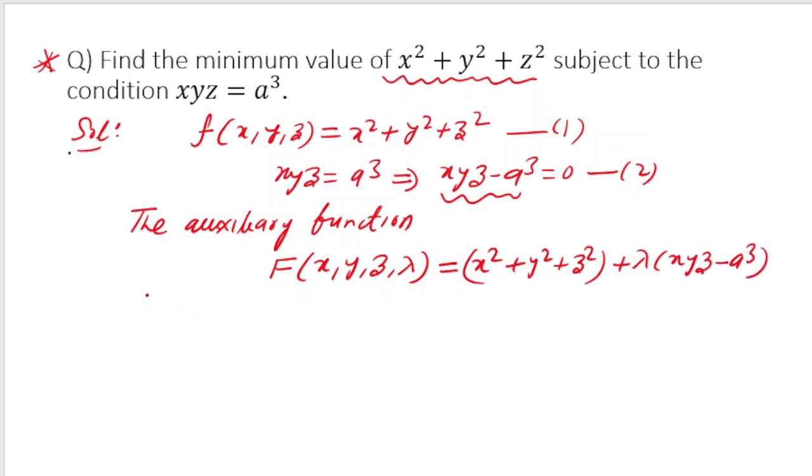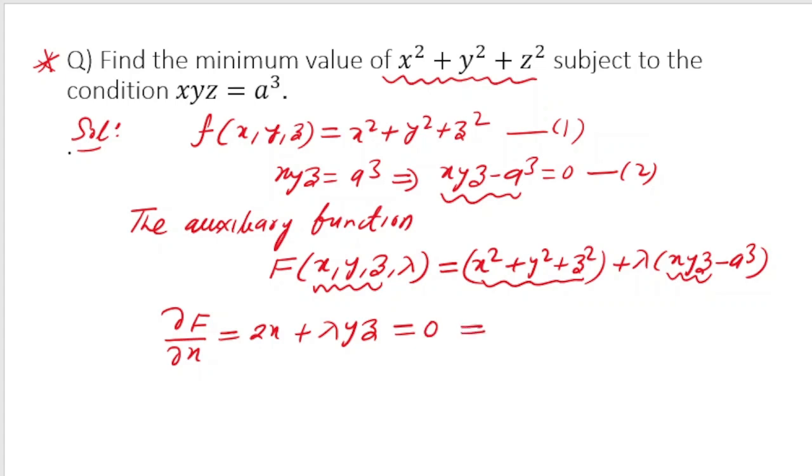Okay, now what is the next thing we have to do? This function has three variables, x, y and z. So I am going to differentiate this function with respect to x first. The first bracket will give me 2x, and the second bracket will give me lambda times yz. Lambda is a constant, actually a parameter, so if I take lambda out, xyz will give me yz, and we have to equate that to 0. So we get the equation 2x is equal to minus lambda yz.